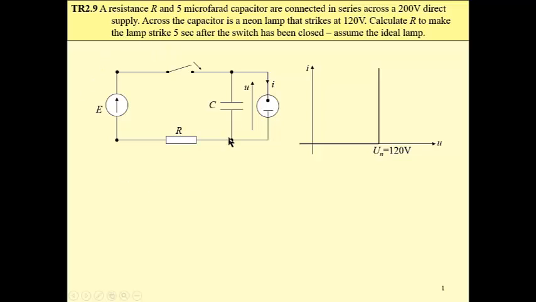We have a circuit at the left that strikes this lamp. Capacitor in parallel, its value is 5 microfarad. Then we have a switch which closes at t equals 0 and a DC source of 200 volt. And our task is to size this resistance such that this voltage of 120 volt is reached after 5 seconds after closing the switch. We may solve this problem by means of PSpice simulation.